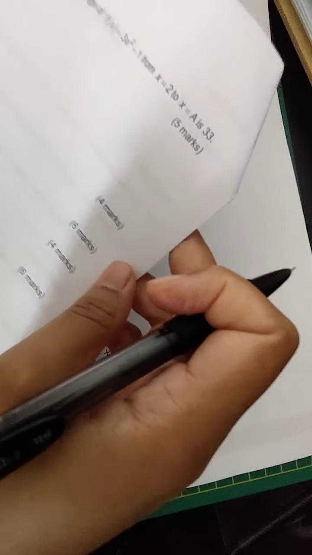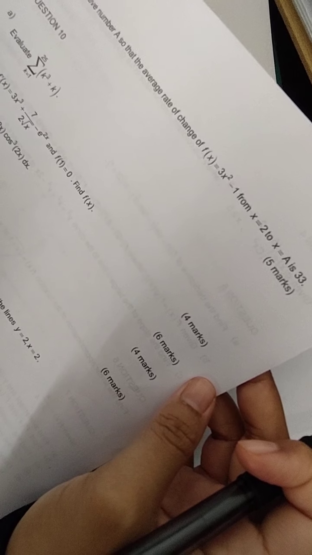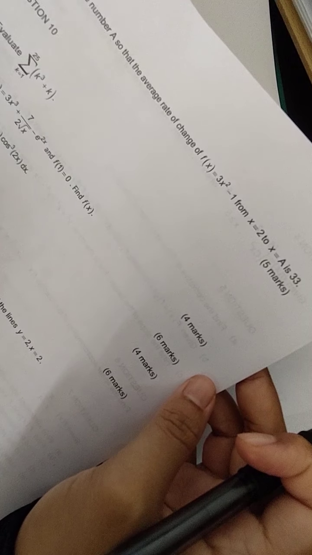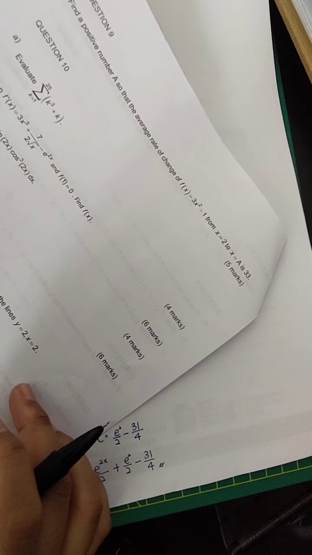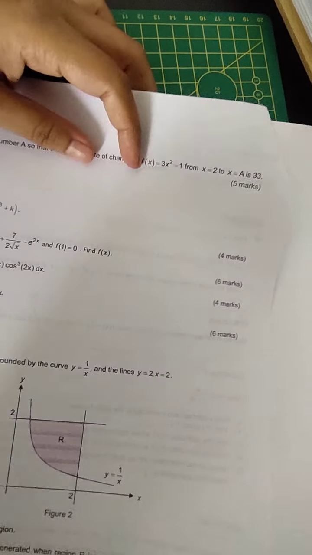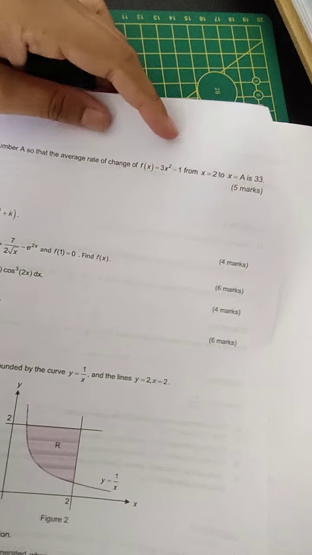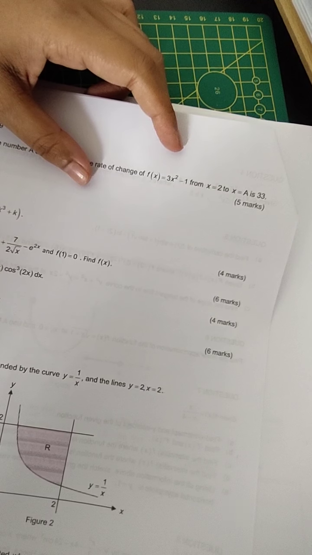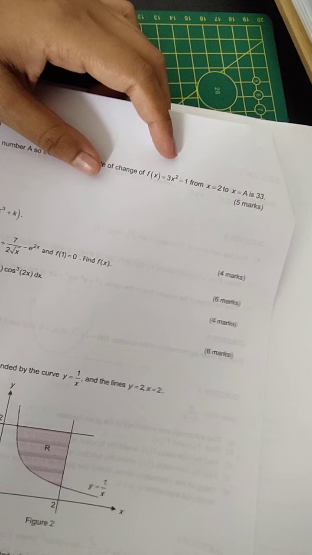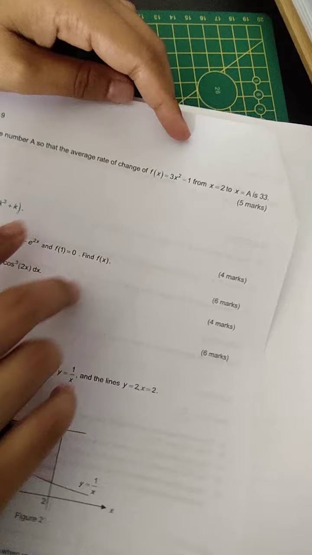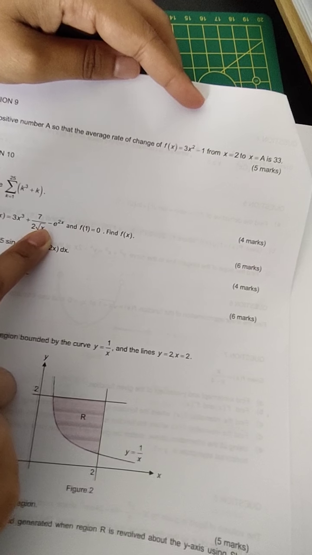So find a positive number A so that the average rate of change of f(x) equal to 3x squared minus 1 from x equal to 2 to x equal to A is 33. Okay, macam mana awak nak tahu ini soalan apa? Okay, first, memang soalan ni ramailah yang tak boleh jawab. Okay, so first, kalau awak tengok soalan pasen mostly dia follow awak punya syllabus lah. So mana datang dulu, so dia akan duduk di nombor yang awal-awal lah. Okay, so kalau awak tengok ini pun dah hampir-hampir lah sebab kita dah nak masuk dalam chapter 4.